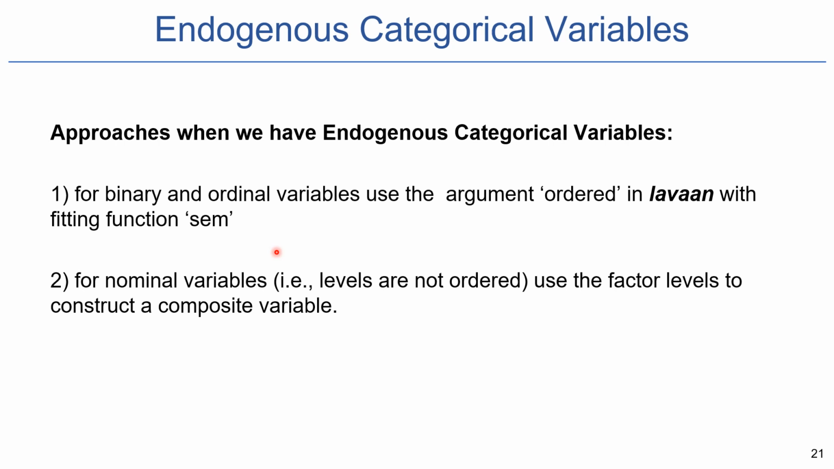And now it's time to talk about how to implement endogenous categorical variables. So if we have binary or ordinal variables, so that we know the order of their levels, then we can use the argument ordered in lavaan, in our fitting function sem. But if the categorical variable is nominal, so that we don't know the order of levels, then this is not possible in lavaan. But we can construct a composite variable and use these factor levels as separate indicators for this composite variable. And I will make an example later to show you how to do this.